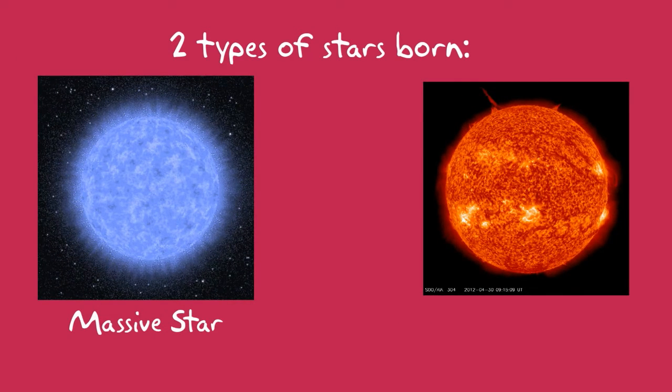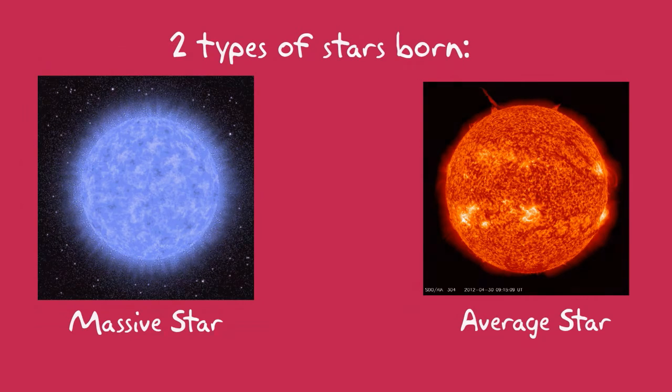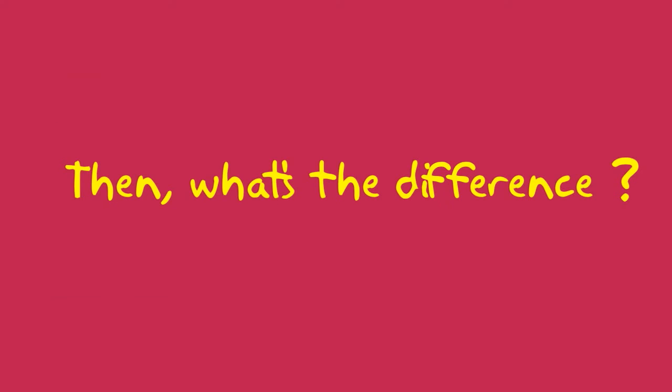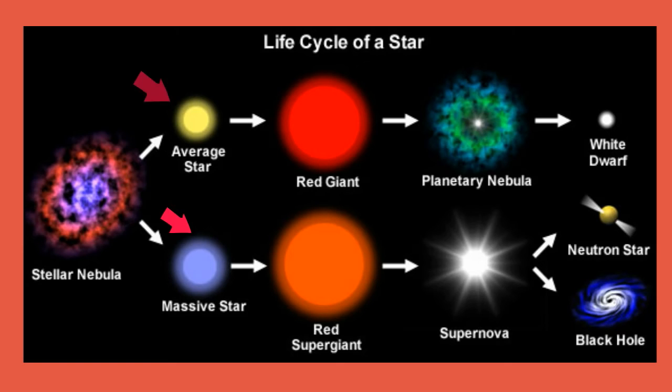The baby stars born from the stellar nebula are differentiated into two categories, a massive star and an average star. The life process of an average star is not much different from that of a massive star. Then, what's the difference? From the massive or average star up to the point of a red giant or supergiant stage, the only difference in the process is mass and color. Now let's continue with the process.